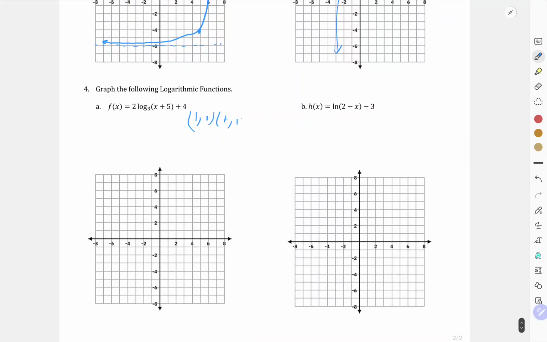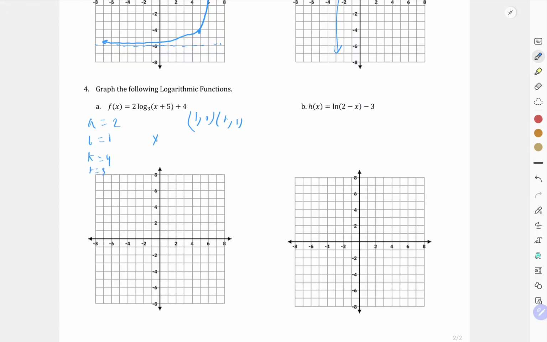Alright, now let's go to the next one. So these parent points are 1, 0, and 1, R. Let's get started. Identifying your A, our A is 2. Our B is going to be here, which is no B, so B equals 1. And our K is equal to 4, as you can see. And our R is equal to 3.